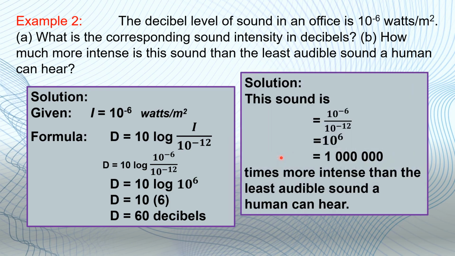For how much more intense is this sound than the least sound a human can hear, we have this solution. Just copy 10 raised to negative 6 over 10 raised to negative 12. Dividing this, just copy the base which is 10, then subtract their exponents. So negative 6 minus negative 12 is positive 6. So 10 raised to 6 is 1 million. So we have 1 million times more intense than the least audible sound a human can hear.